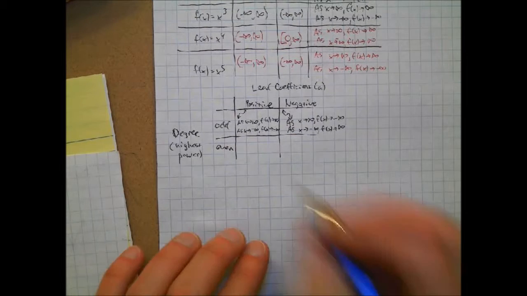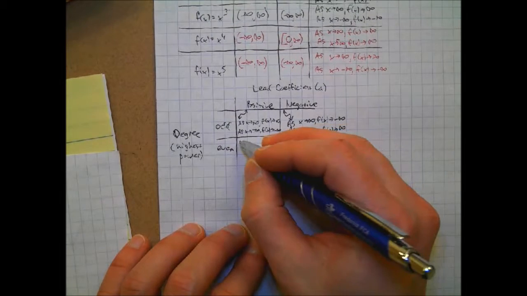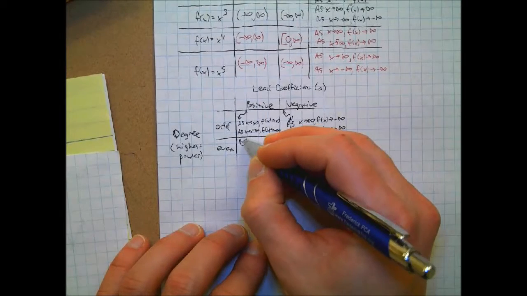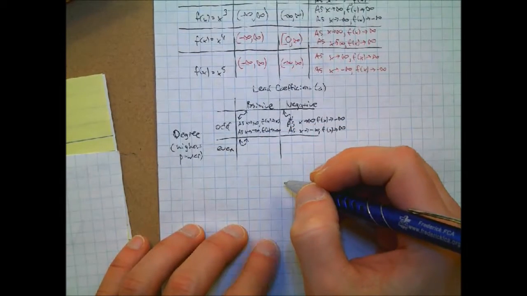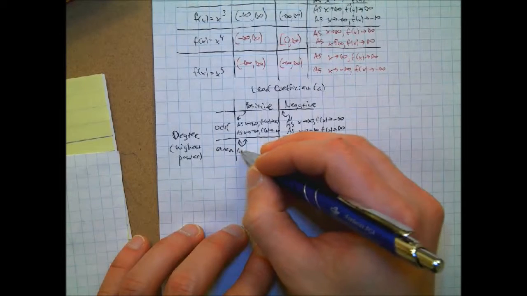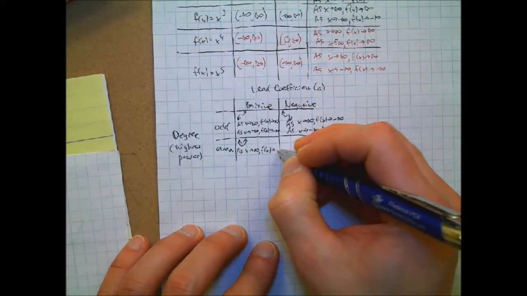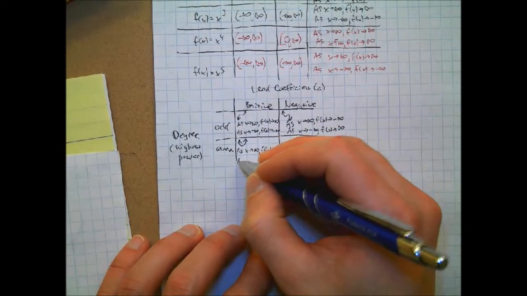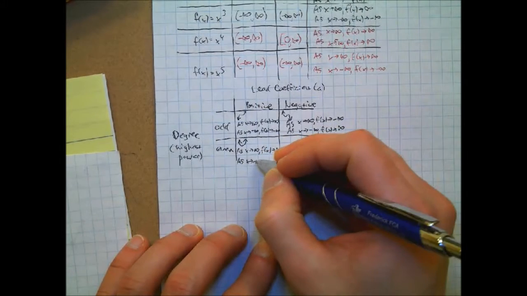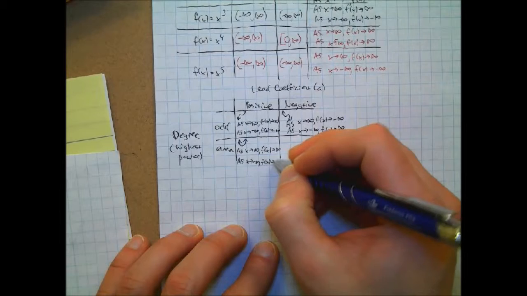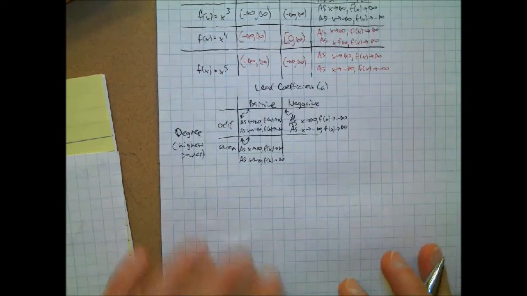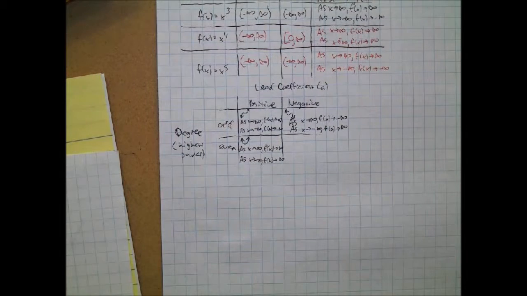All right, and then for evens, that's where, like, the field goal, it's good. Okay, even and positive. As x approaches infinity, f of x approaches infinity. And as x approaches negative infinity, f of x approaches infinity still. Okay, so both sides go up. It's good. Even and positive.